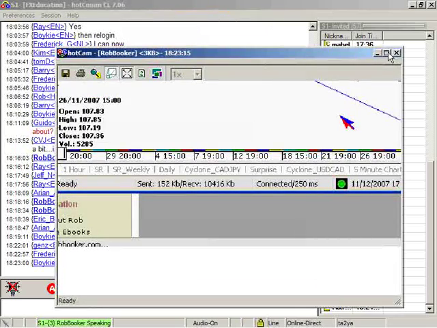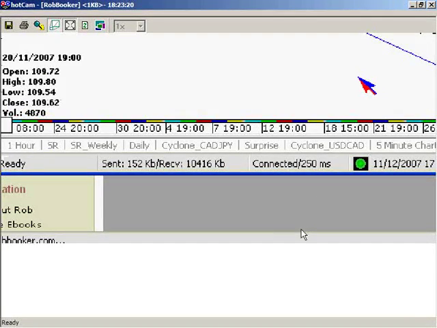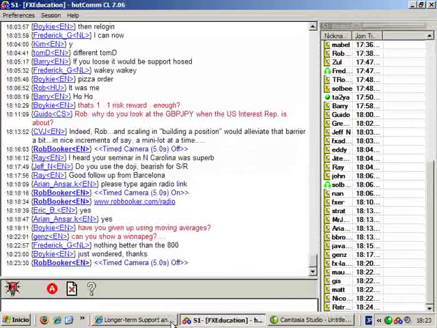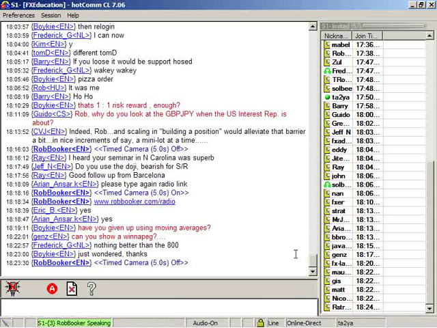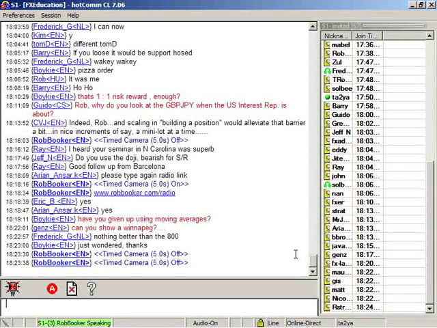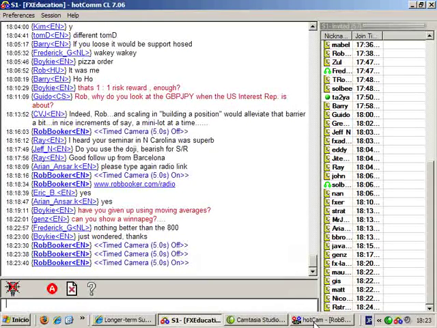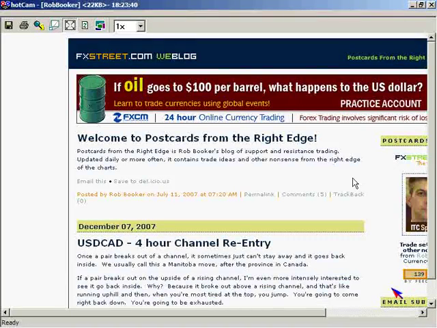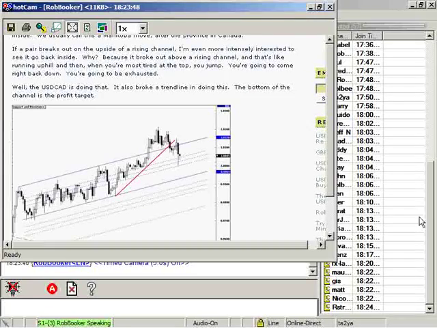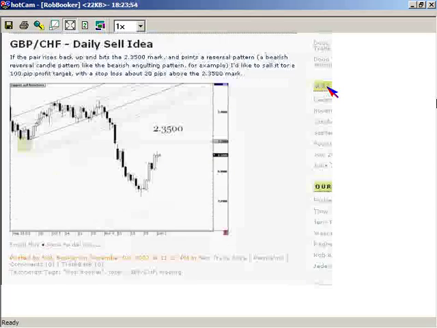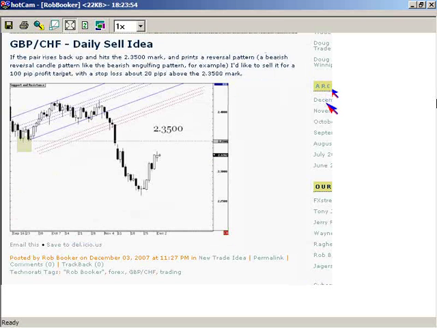In fact, Dave, this is a Winnipeg trade that we talked about in the FX Street blog. If you don't mind, everyone, what I'd like to do is cross over to the postcards blog. This is the postcards from the Right Edge blog, and this is the free blog at fxstreet.com. It talked about the dollar CAD 4-hour channel entry, an idea on the pound Swiss, and the dollar CAD ascending.